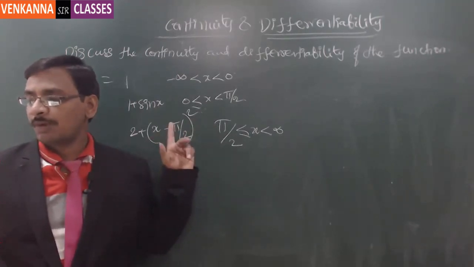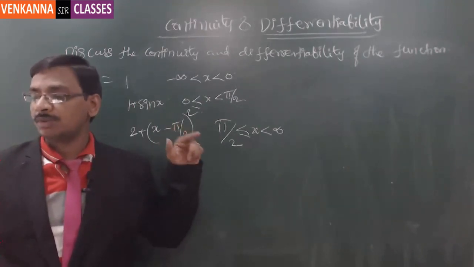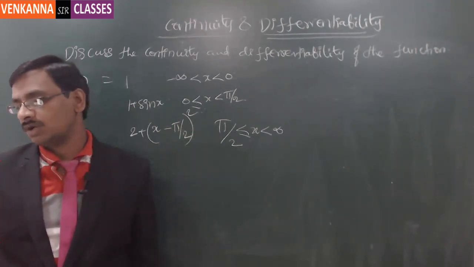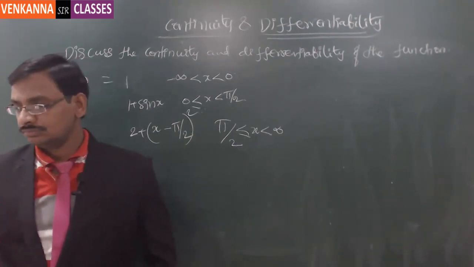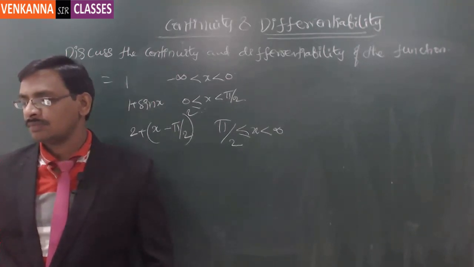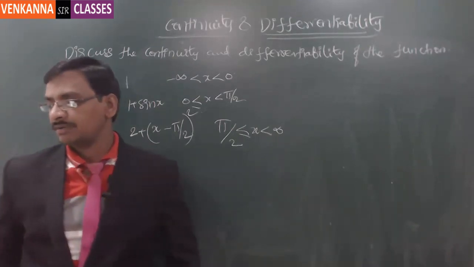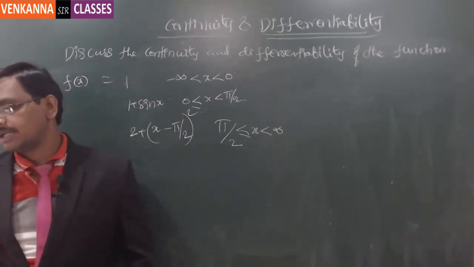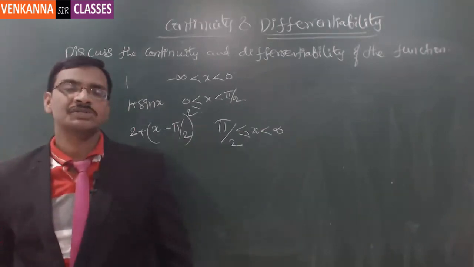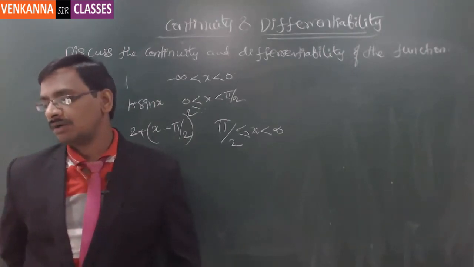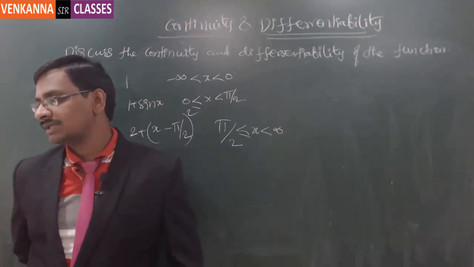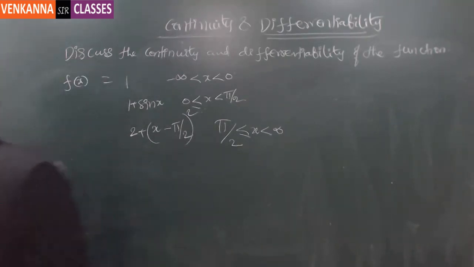Now, there are two possible locations where there might be a discontinuity or non-existence of differentiability. What are those points? One is at 0, that is correct, and another at pi by 2, exactly. Those are the two possible locations where there is a possibility of non-continuity or non-differentiability. Now, can you test whether the function is continuous or differentiable at 0 and pi by 2?